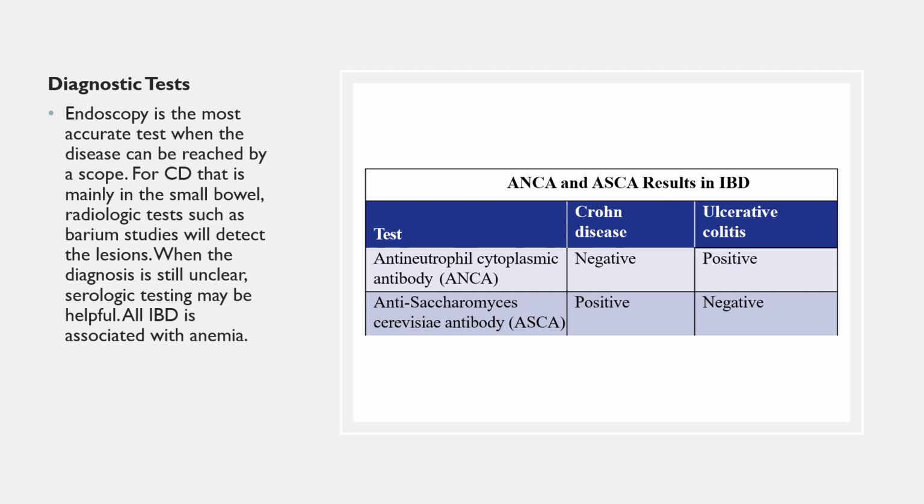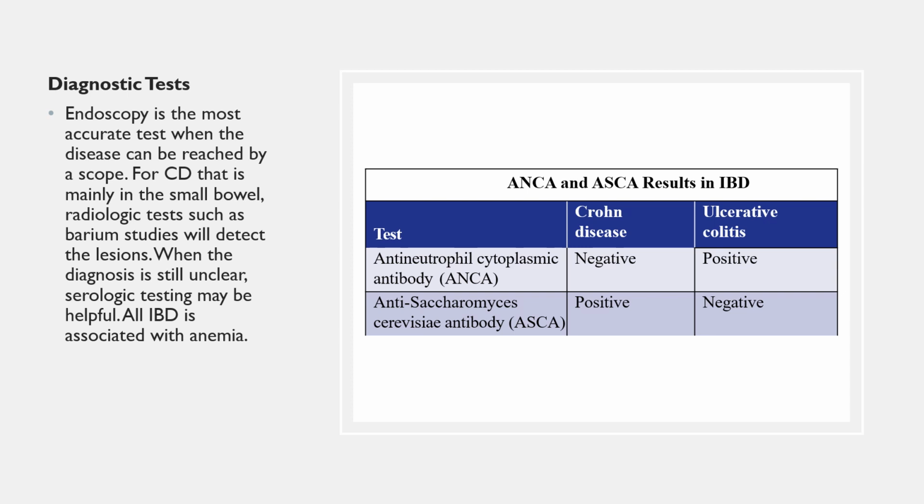So let's talk over the table on the right side of the slide. ANCA, anti-neutrophil cytoplasmic antibodies, is negative for Crohn's disease, and positive for ulcerative colitis. ASCA, anti-Saccharomyces cerevisiae antibodies, is positive in Crohn's disease and negative for ulcerative colitis.